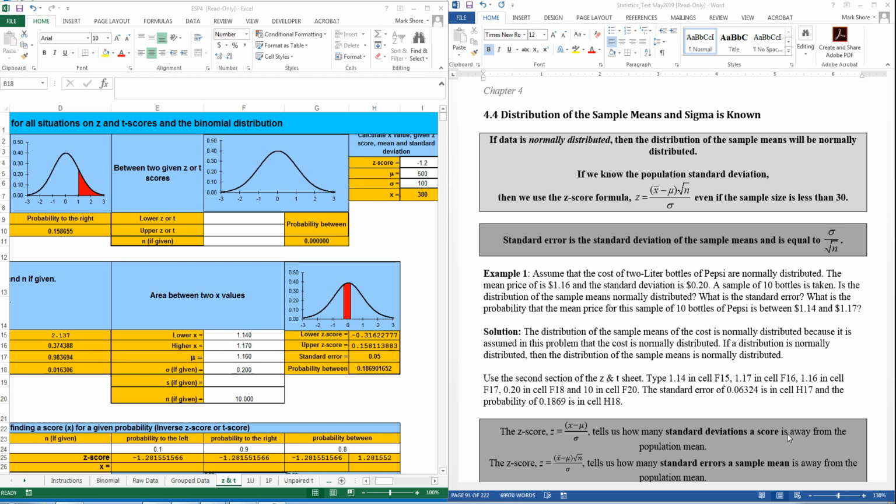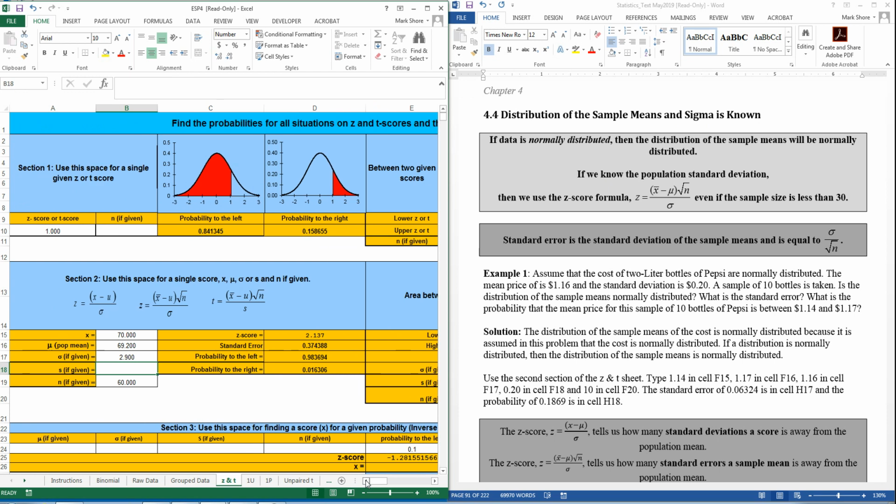Okay, this is section 4.4, and this is on distributions of the sample mean, where sigma, the population standard deviation, is actually known. So you know the population standard deviation, and what we'll do on these problems is use the second section of the ZNT sheet. That's this sheet right here, and we'll use this for a couple sections.